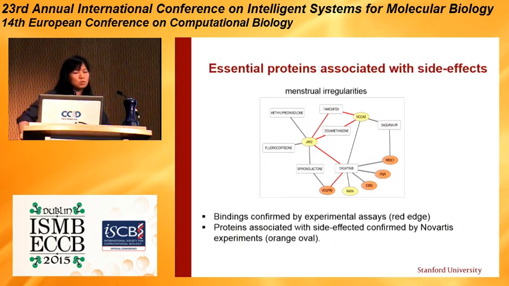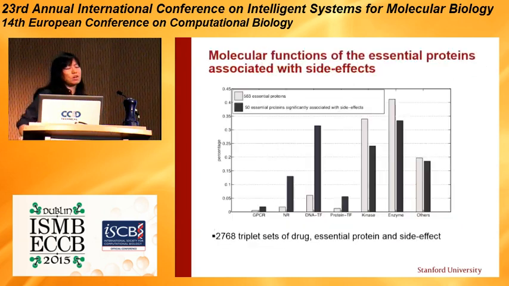In their 10 genes, we actually are able to predict 4 of those, which are the orange colored ones over there. So this is the example where some of the relationships can be validated with the limited experimental resource. But for a lot of them, they are still new. So at the end, we actually extract more than 2,000 triplet sets of drug, essential genes, and side effect.